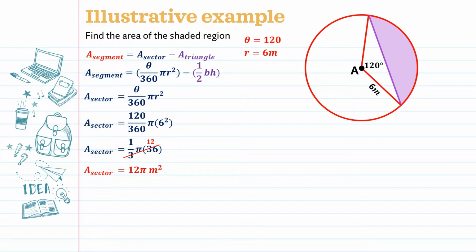So since we already have the area of sector, it's time to find the area of triangle using the formula 1/2 of base times height. For the triangle, we have to find first the base and we also need the height. So to find those base and height, let's have our triangle in a separate figure. So we have here your height. In the definition of the height of triangle, it should be perpendicular to your base.